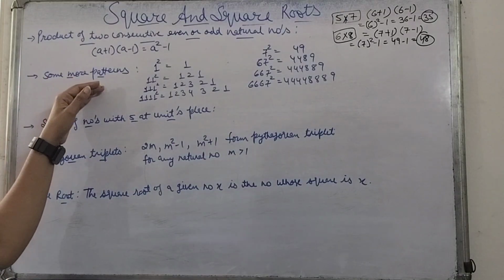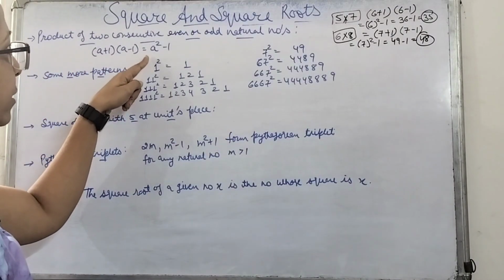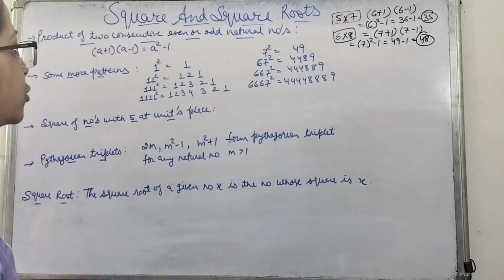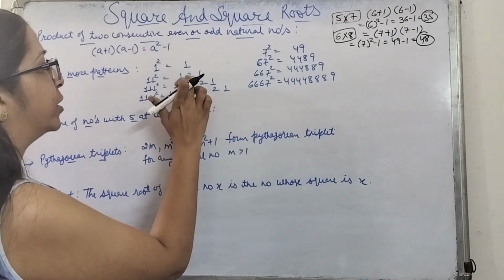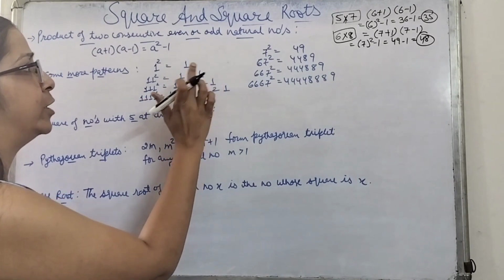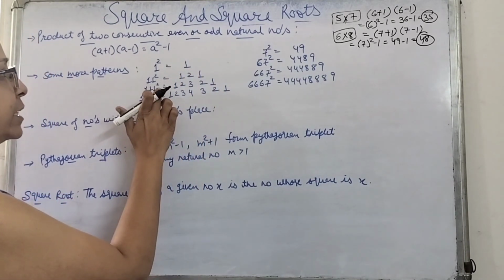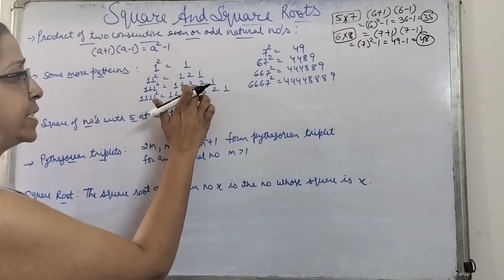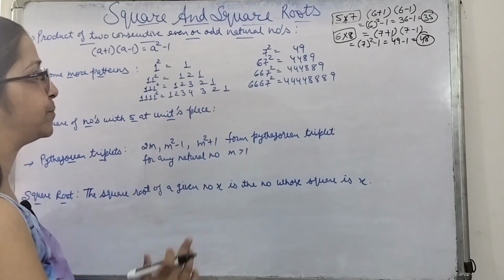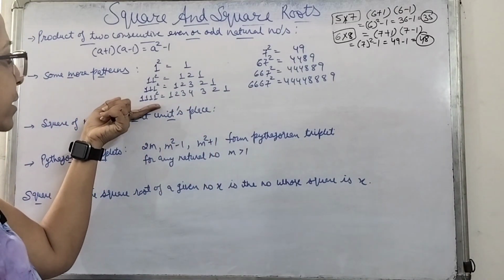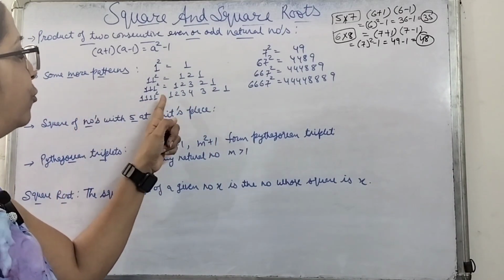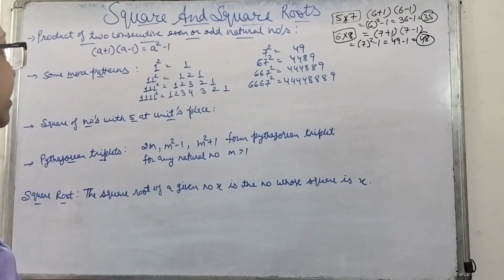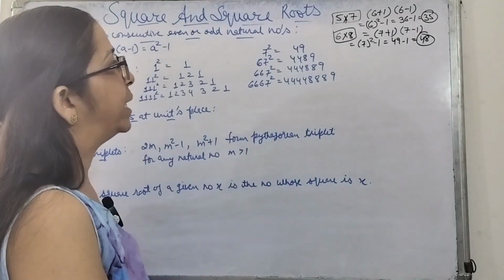Now some more patterns. We know the square of 1 is 1. If we take the square of 11, two ones are there, so we increase in order from 1 to 2, then decrease again from 2 to 1. Now the square of 111, three ones are there, so we move in ascending order 1 2 3, then descending order till 1. Similarly, if 4 ones are there, we find the square: 1 2 3 4, then decreasing order 3 to 1. This is a pattern.